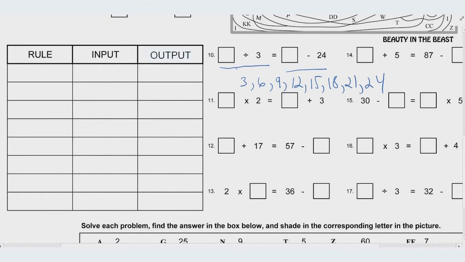We also know the answer has to be bigger than 24. So actually all of these will not work. So let's start at 24. And you might be thinking, how do you know it has to be bigger than 24? Because if we put in anything smaller, let's say 18, 18 minus 24 gives us a negative number. So we know it has to be bigger than 24.